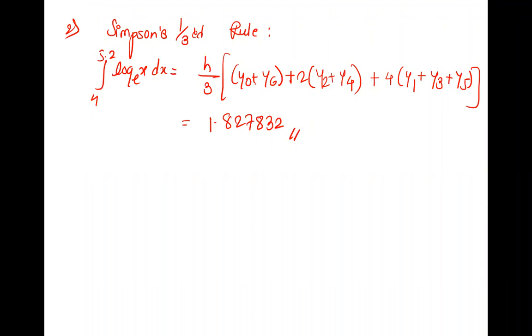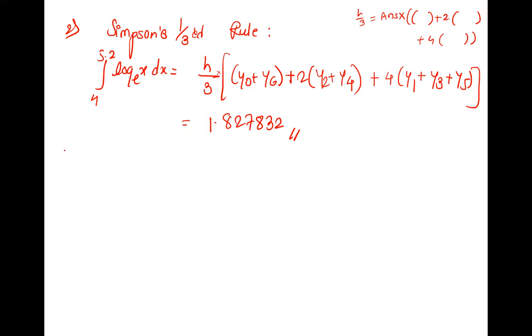And to solve on the calculator, you can do this: h by 3 first, then answer into h by 3, you will solve first, then you will get the answer. So answer into, you can go with double bracket, and then for this first bracket plus 2 into one more bracket plus 4 into one more bracket and then bracket complete. If you solve this, you will get the answer.